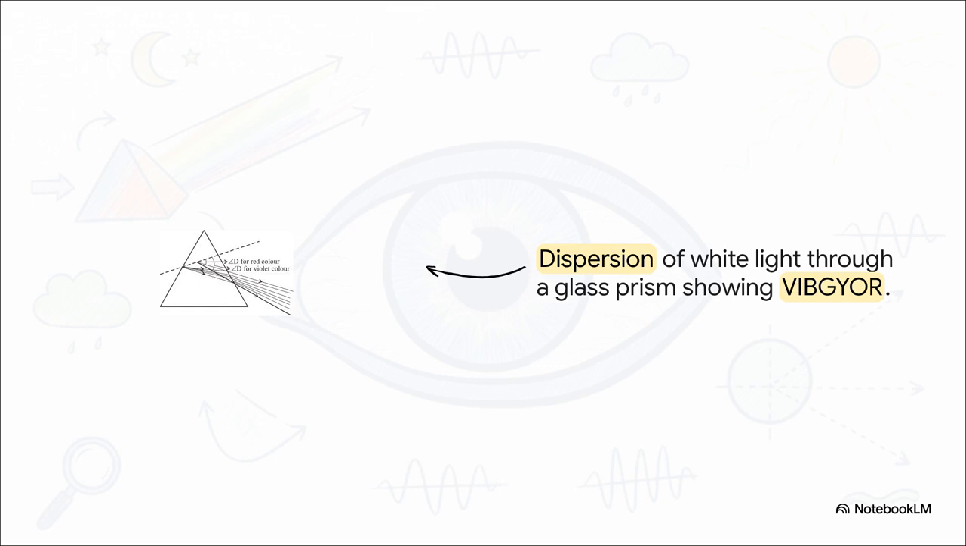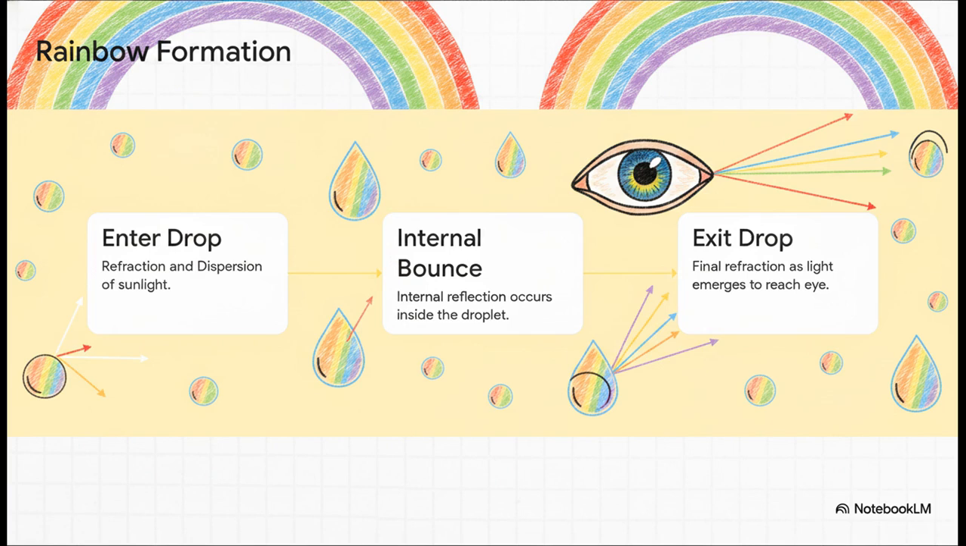Keep in mind, red bends the least while violet bends the most. Why? Because different colors actually travel at slightly different speeds when moving through glass. So how exactly does that beautiful rainbow form up in the sky? Well, after it rains, every single tiny water droplet hanging in the air acts like a miniature prism. It happens in 3 exact steps.